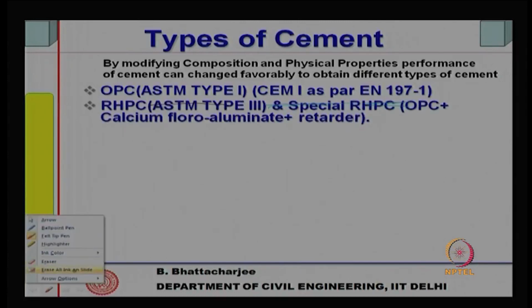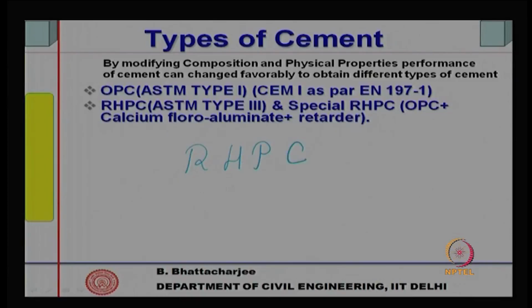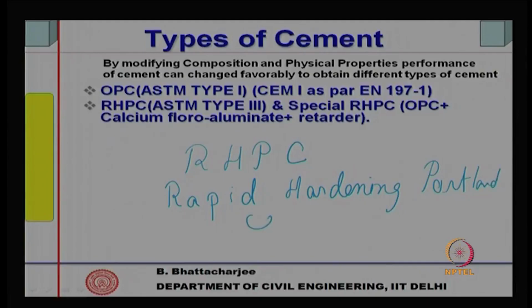Then the next cement is rapid hardening Portland cement. RHPC stands for rapid hardening Portland cement. It is ASTM type 3. In Indian code, of course, there is also RHPC.